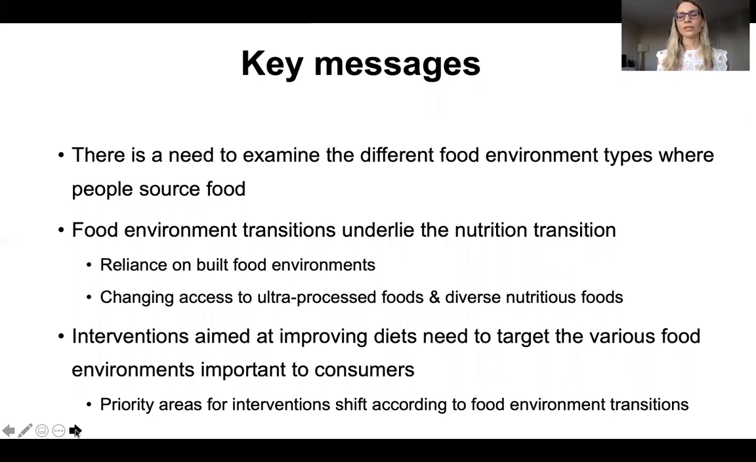And that's why it's really important when we're measuring food environments and trying to characterize the food environments in the settings in which we're working, that we look at all these different types and try to measure these different types to get a better sense of what are all the sources of food that people have access to. And then lastly, interventions aimed at improving diets need to target these various food environments. And that's really important. And priority areas for interventions are going to shift as countries move along the food environment transition, and the types of food environments that they have access to change.